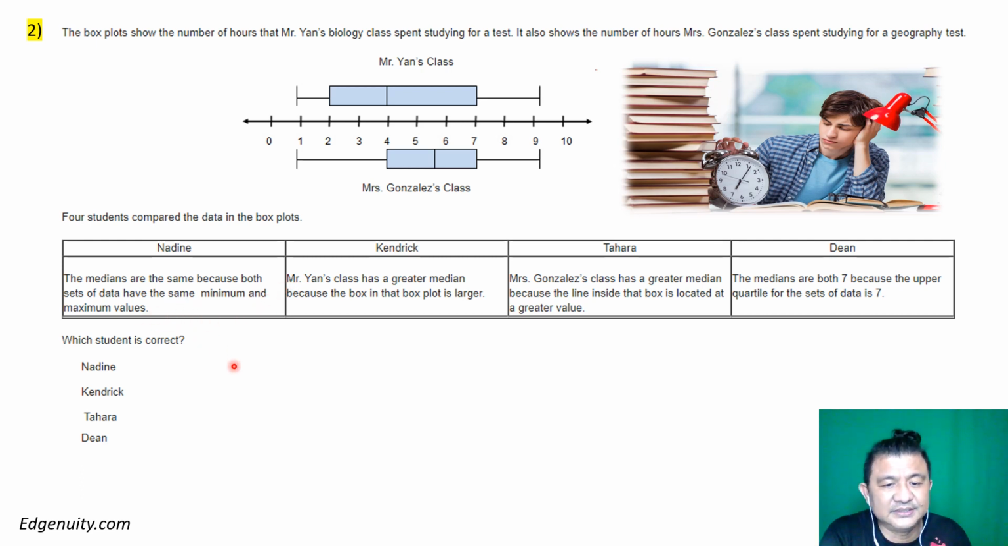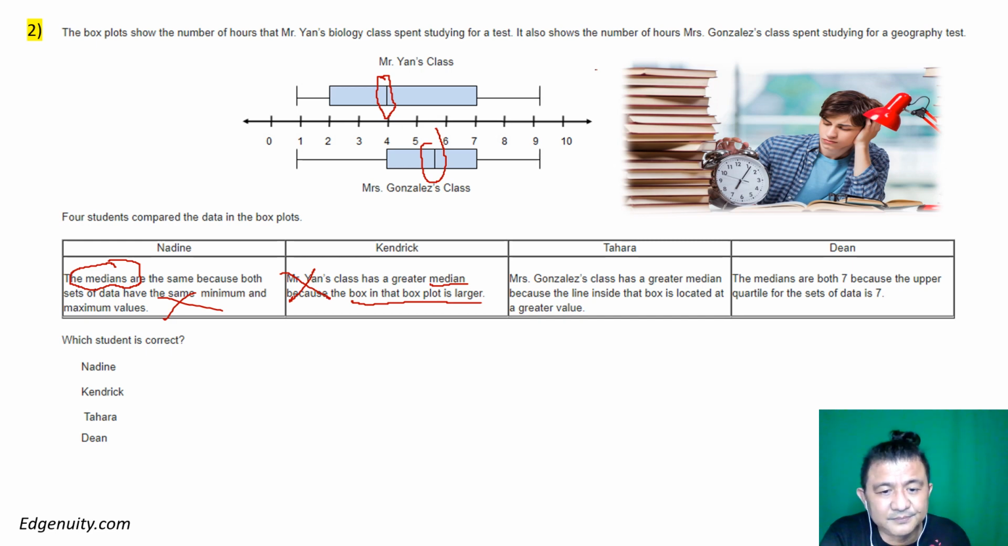Okay, let's start with Nadine. The medians are the same. Let's see, are the medians the same? No, they're not. Mr. Young's class has a greater median because the box plot is larger. Mr. Young's median is not greater. It's actually less. Look at this. This is less than that. And it's not based on the box. It's based on this number. So definitely you're not right.